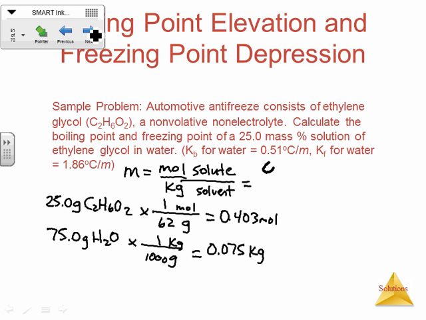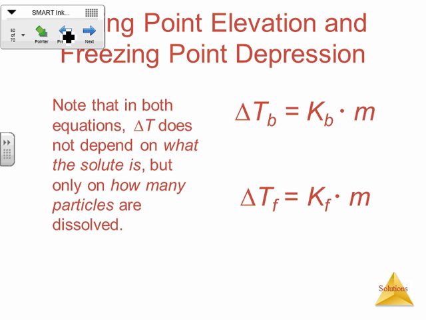Okay? So that's going to give us our molality. So we take 0.403 divided by 0.075. That gives us about 5.38 for our molality. And now all we have to do is come back here and plug into both of these equations, and they're giving us the Kb and the Kf. Once you find the molality, this is pretty simple.